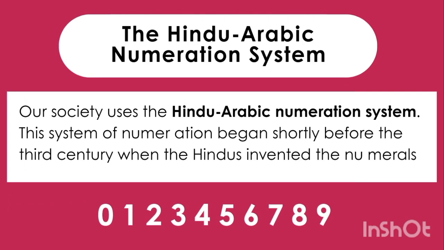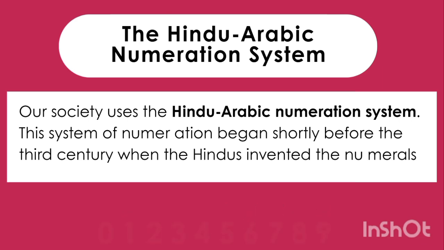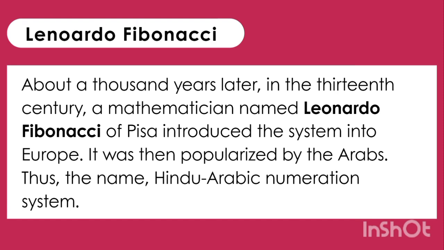Our society uses the Hindu-Arabic numeration system. This numeration system began shortly before the 3rd century when the Hindus invented the numerals: 0, 1, 2, 3, 4, 5, 6, 7, 8, 9. But in earlier times, we used Roman numerals. About 1,000 years later, in the 13th century, a mathematician named Leonardo Fibonacci of Pisa introduced the system into Europe. It was then popularized by the Arabs, thus the name Hindu-Arabic numeration system.